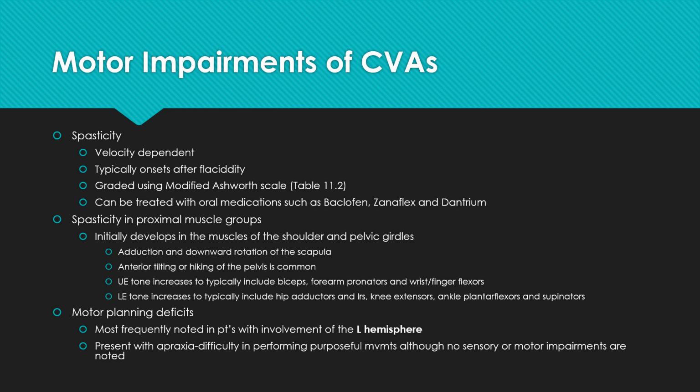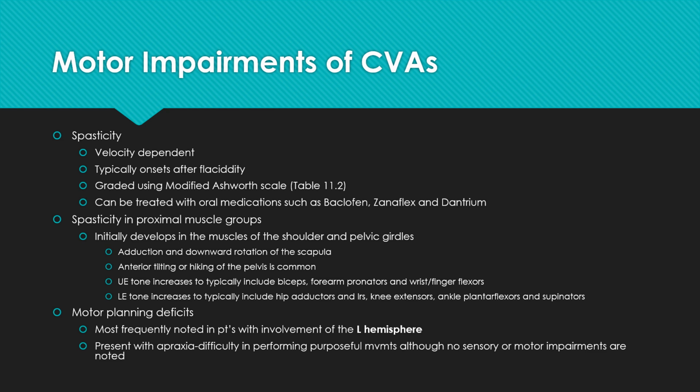And then we score the response based on the modified Ashworth scale, which you can find on page 353 on table 11.2 in your textbook. This can be treated with oral medications such as baclofen, Xanaflex, and Dantrium.